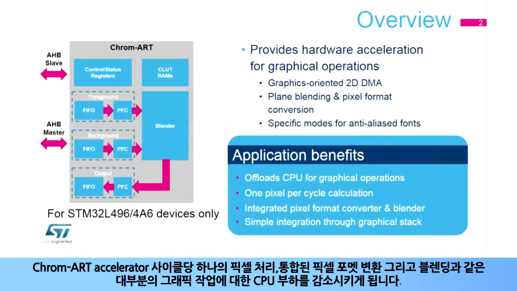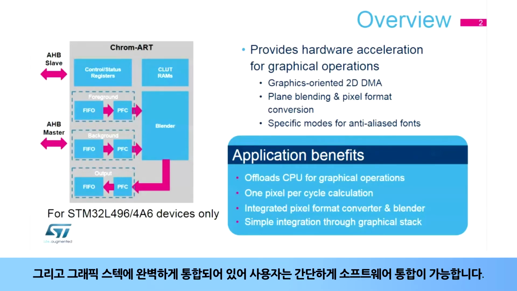The ChromART accelerator will offload the CPU for most of the graphical operations with a 1 pixel per cycle throughput, integrated pixel format conversion, and blending. The ChromART accelerator is fully integrated in graphical stacks, making its software integration transparent to the user. Note that this ChromART accelerator is only available for STM32L496-4A6 devices.